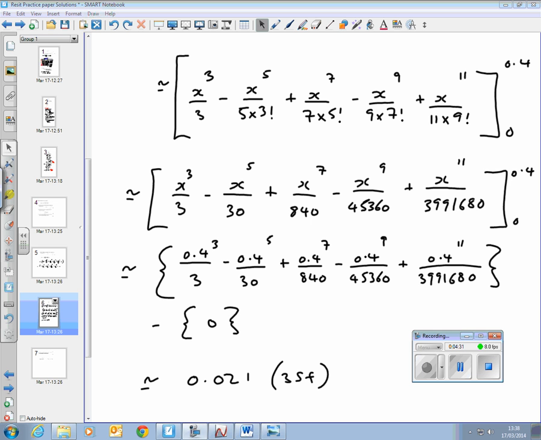Okay, if we have a look at it then, you've done your integral. I've added 1 to the power and divided by the new power, added 1 to the power and divided by the new power, and so on. And then I've worked out what each of these denominators is here.